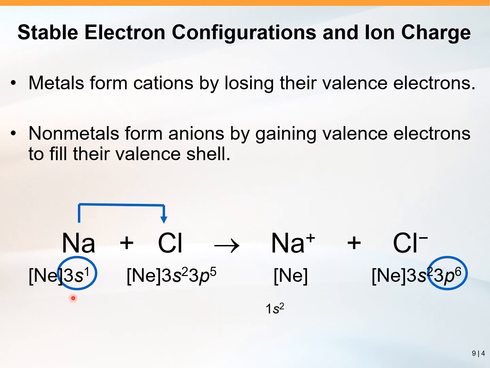After the loss, sodium will be left with just the core electrons, which is isoelectronic with neon, the same electron configuration as neon. And then chlorine, by taking that electron, will increase its number of 3p electrons from 5 to 6. Now it will have a complete shell and will have the electron configuration of the next noble gas, which is argon.